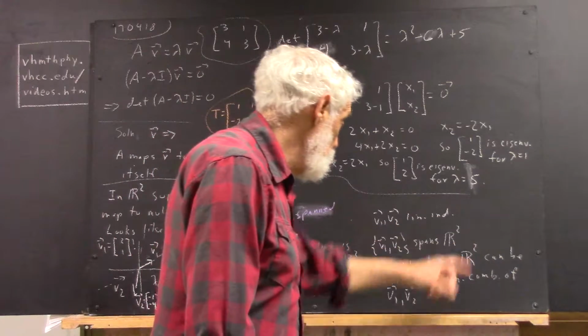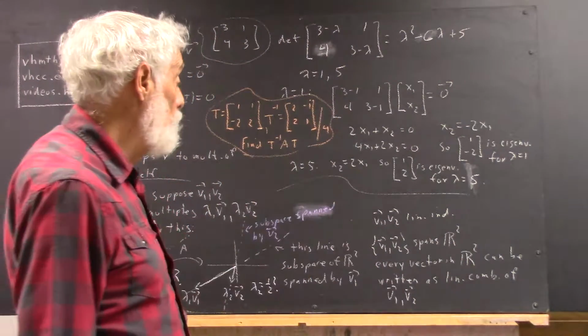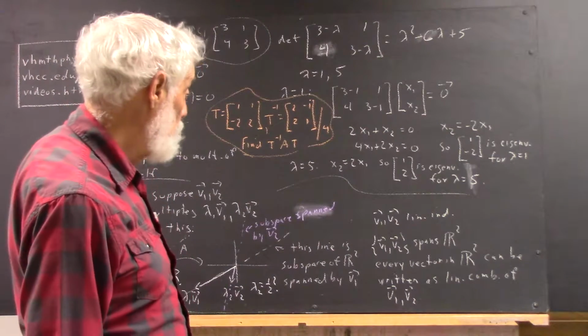So v1 and v2 are linearly independent. Now I'm doing this fast. This is just a review of what I would hope people would come out of linear algebra with.